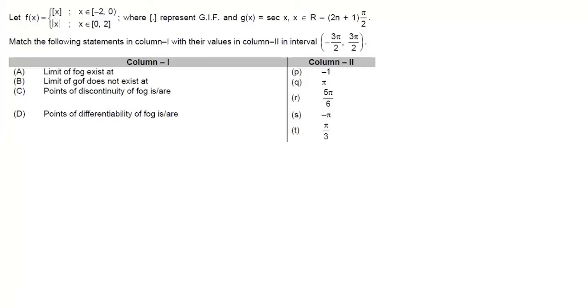Now here we're given this function f(x), which is the greatest integer function of x when x lies between minus 2 and 0, and this is mod x when x lies between 0 and 2. Now we draw the graph of f(x).